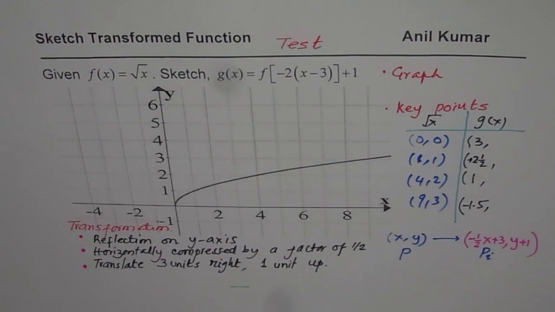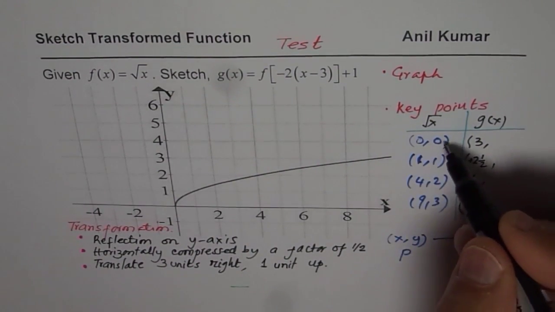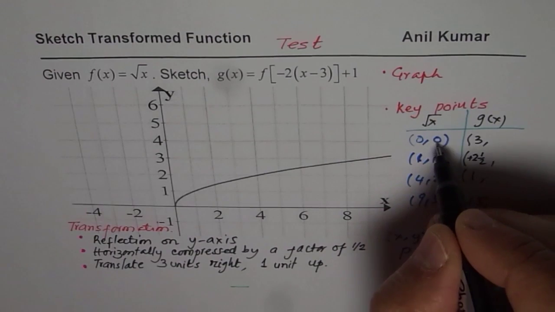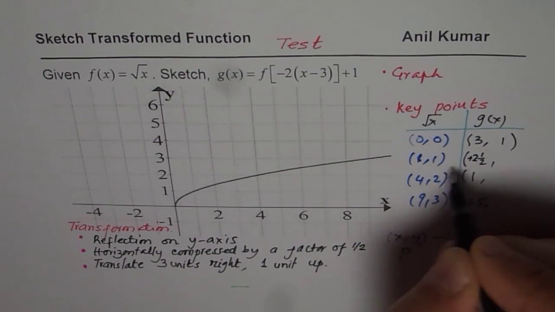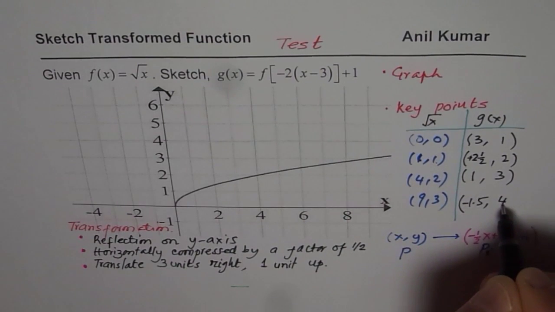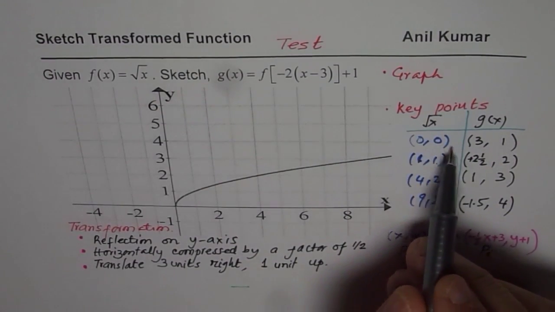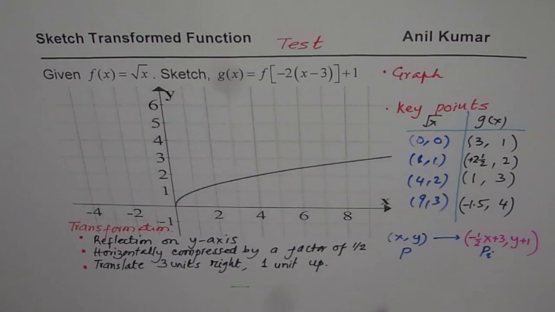x values. For y values, we just have to add 1 to the existing y values. So 1 up. So 1 plus 1 is 2, 2 plus 1 is 3, 3 plus 1 is 4. So what we get here are the new image points. We can plot these points one by one and then sketch the graph.